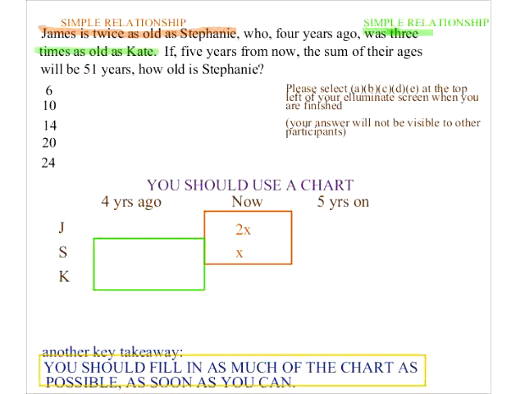So if Stephanie is X years old now, then we can fill in Stephanie 4 years ago. How old was Stephanie 4 years ago? Go ahead and type in the text box, please. Correct. Stephanie would have been X minus 4. And then for very similar reasons, this would be X plus 5. And this would be 2X minus 4. And this would be 2X plus 5.